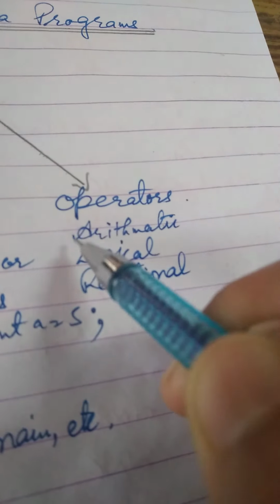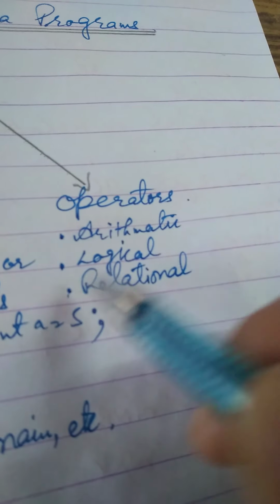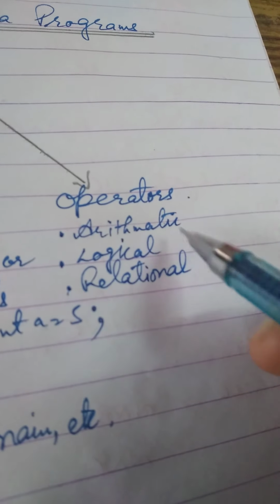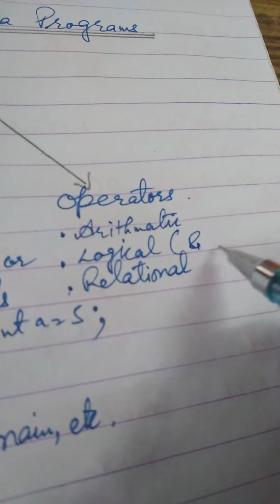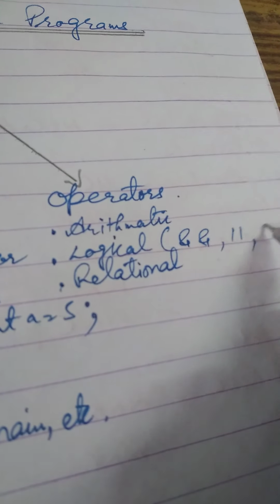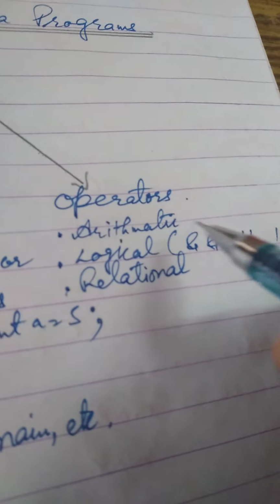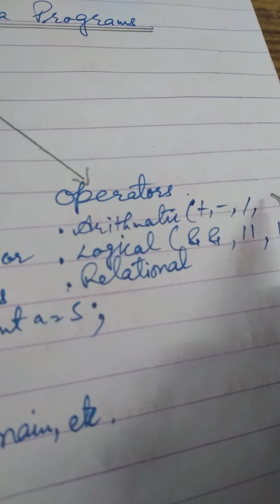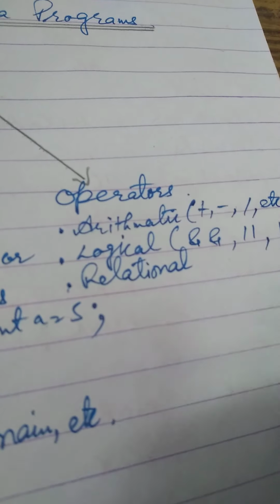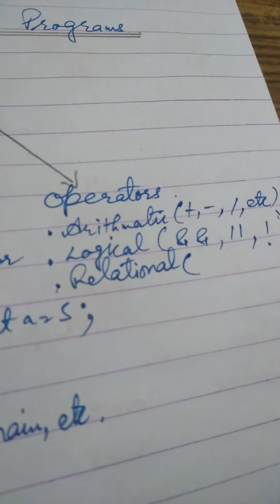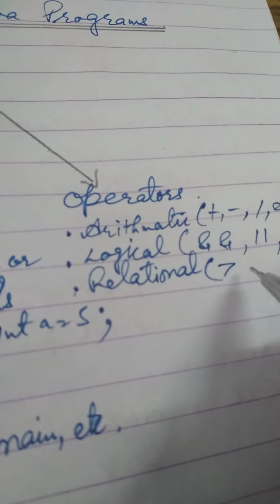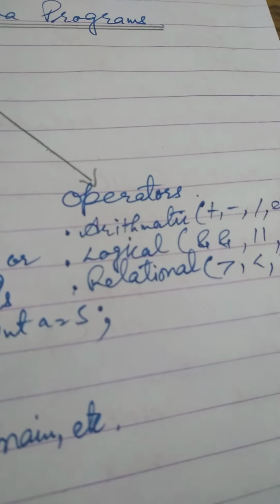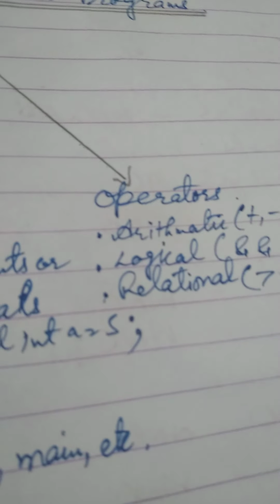Now arithmetic operators are used to solve the arithmetical problems. Logical operators are used to combine conditions. So and, or, not are your logical operators, and arithmetic operators are plus, minus, division. All these are your arithmetic operators. And relational operators are those which show the relation. So it can be greater than, less than, greater than or equal to, less than or equal to, etc. So these are your operators.